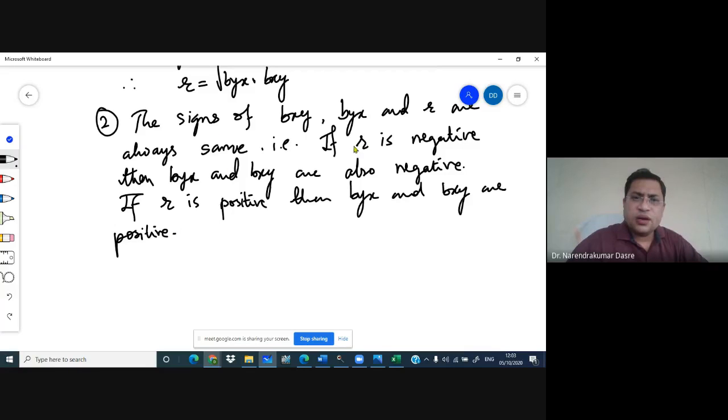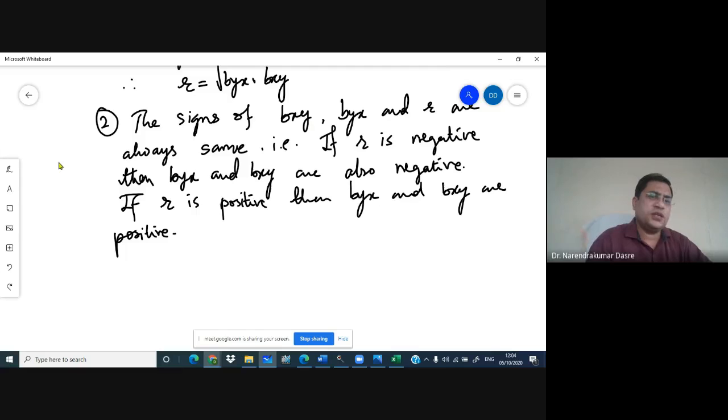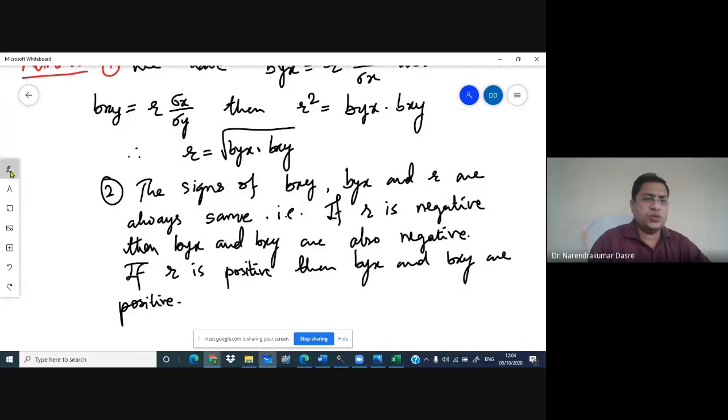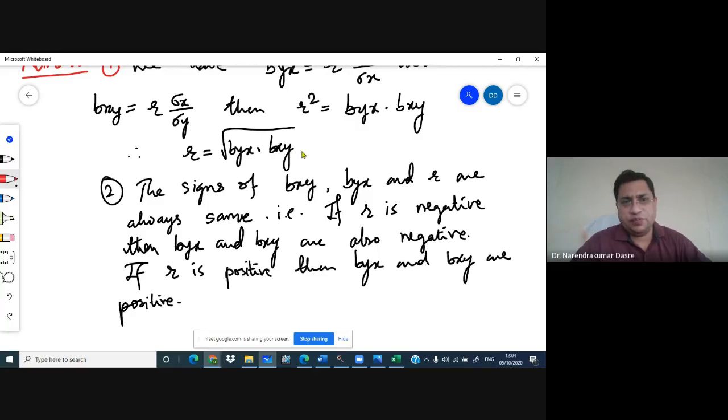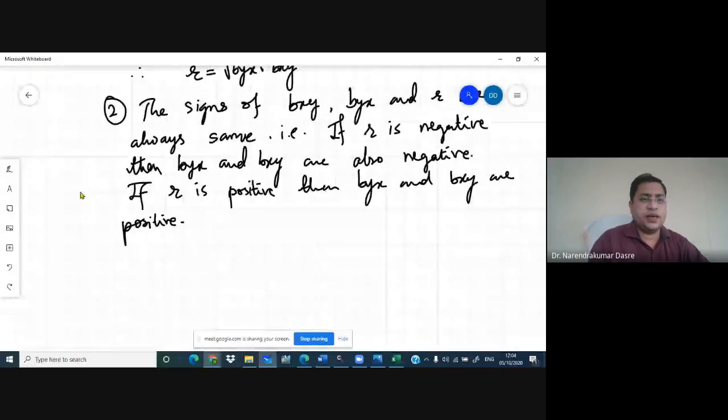So this triad R, Bxy and Byx will always follow the same sign. This is very important, as it will help us understand the signs of R, Bxy and Byx. And we know Byx and Bxy will always have the same sign. So R is also included in them. So this triad will always have the same sign.